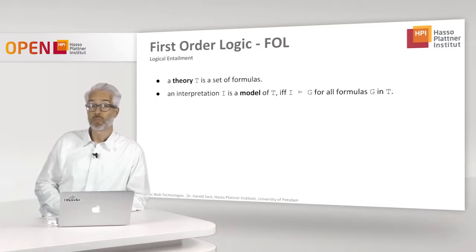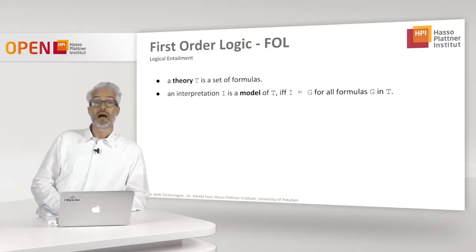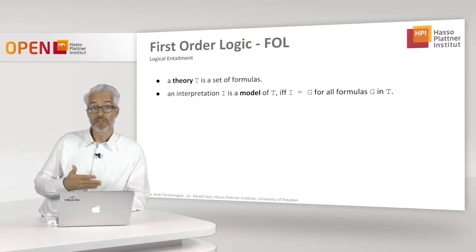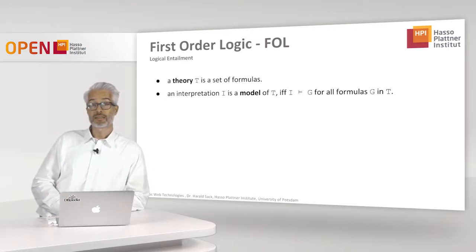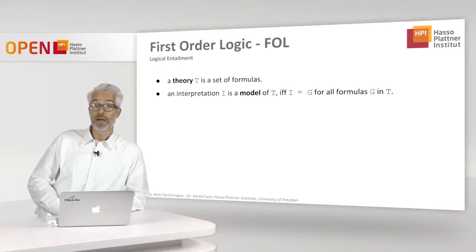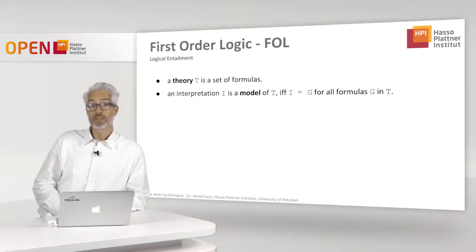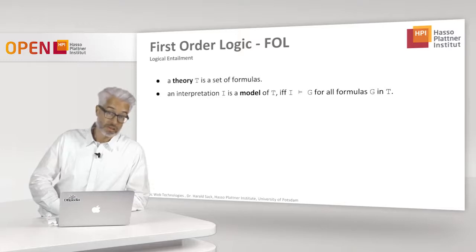And then we define what a model is. A model is quite simple. A model is an interpretation I of T, of this theory, if and only if for all formulas G in T it holds that the interpretation is true. So I is an interpretation which is true, and all interpretations which are true are a model. So this is quite simple.